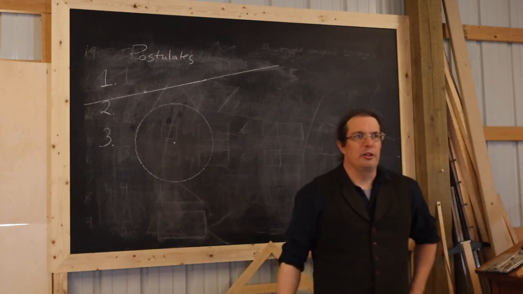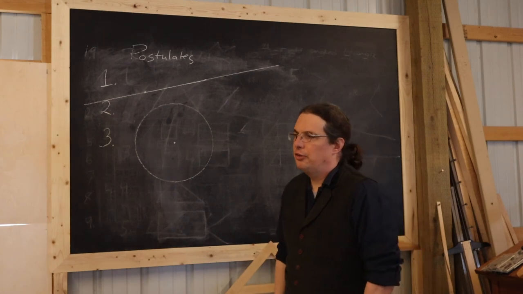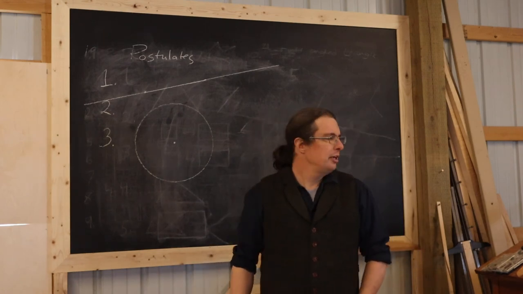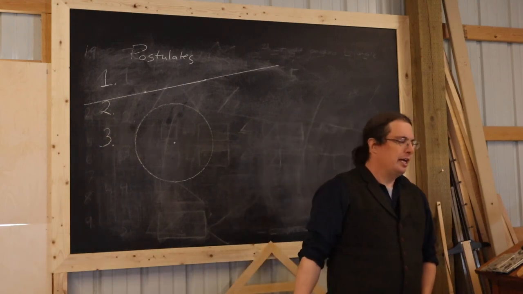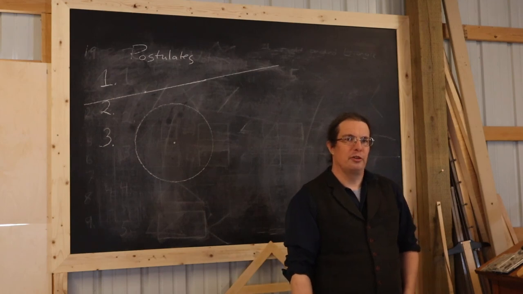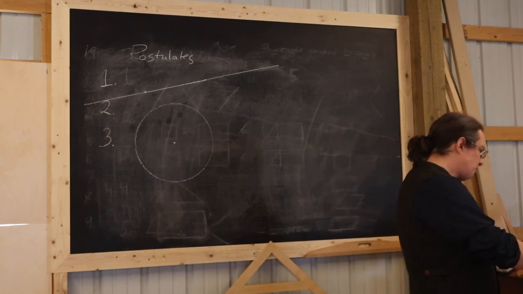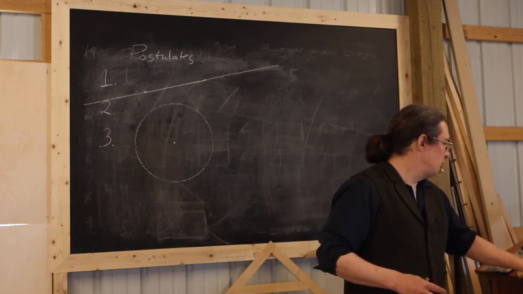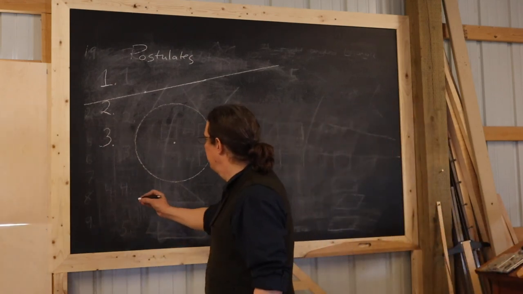So that third postulate not only tells us how to construct one of our defined figures, a circle, indirectly, it introduces one of our tools of Euclidean geometry, the compass. Fourth postulate says that all right angles equal one another.